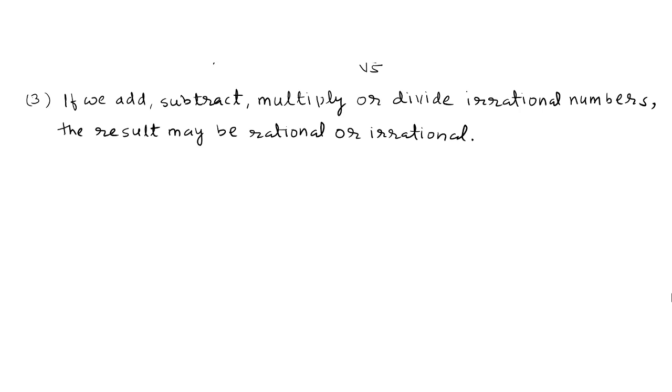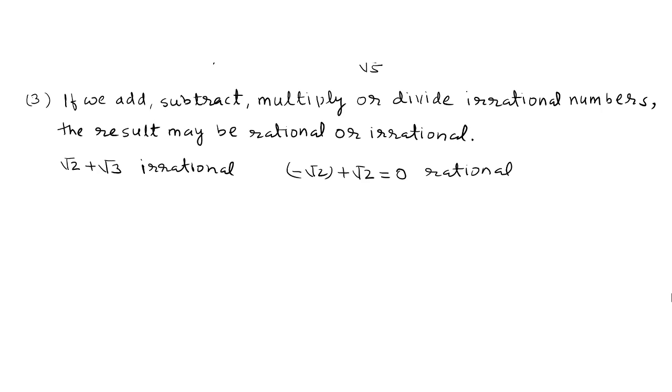subtract, multiply or divide irrational numbers, the result may be rational or irrational. And we give some examples of addition. Root 2 plus root 3. This gives irrational. And again, the example of addition, minus root 2 plus root 2 equal to 0. This gives rational. The result is rational in this case.